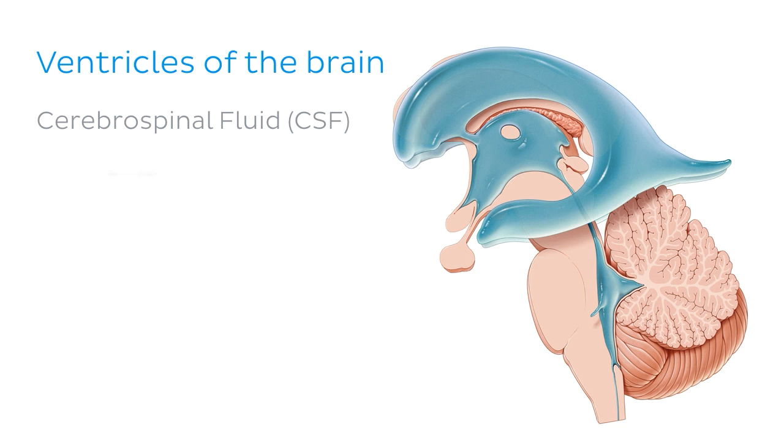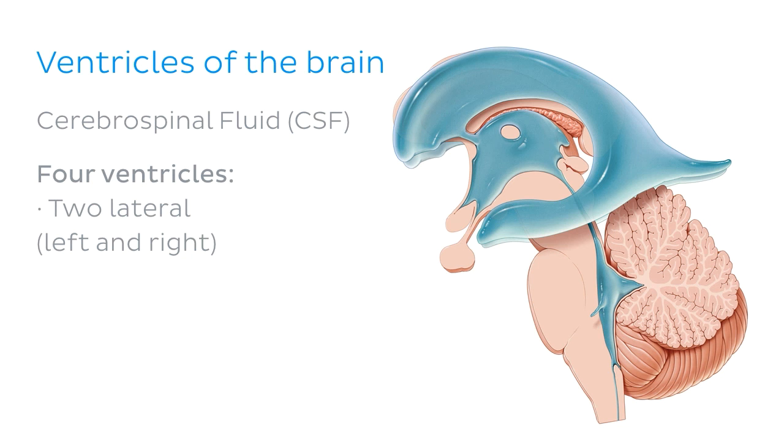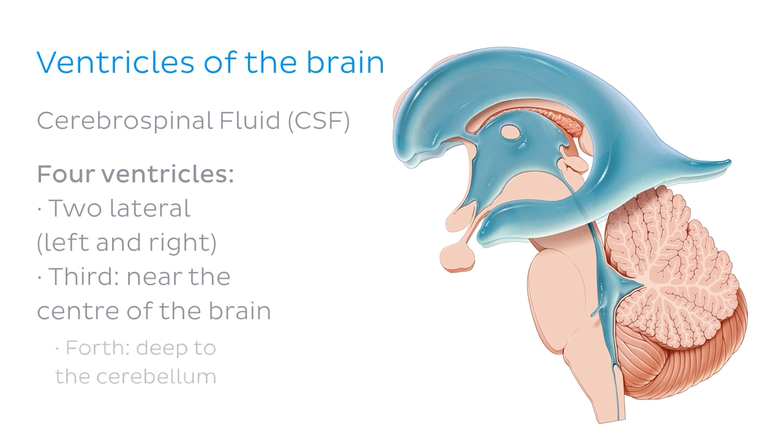So as I just mentioned, there are four ventricles within the brain. Two lateral ventricles, the left and right lateral ventricles, the third ventricle found near the centre of the brain, and the fourth ventricle located deep to the cerebellum.